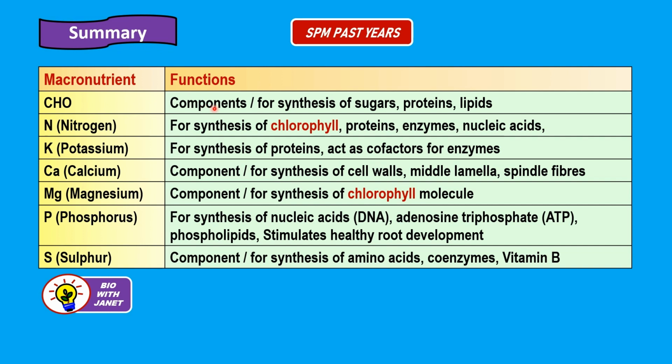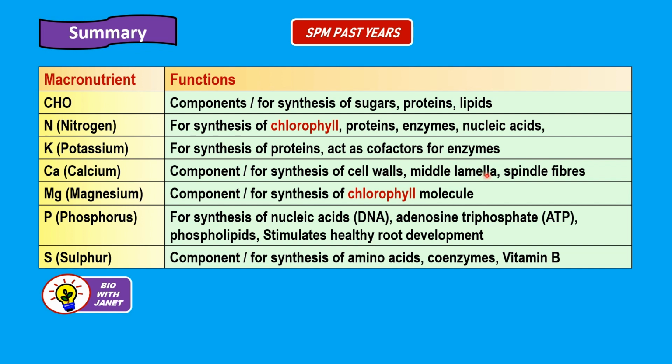Okay. So for macronutrients, carbon, hydrogen, and oxygen are used for the synthesis of sugars, proteins, and lipids, which are the organic compounds in plants. Nitrogen is used for the synthesis of chlorophyll, proteins, enzymes, and nucleic acids. Potassium is used for the synthesis of proteins, and acts as a cofactor for enzymes.